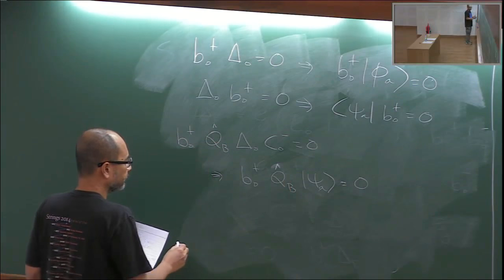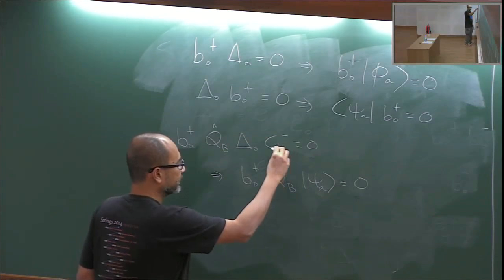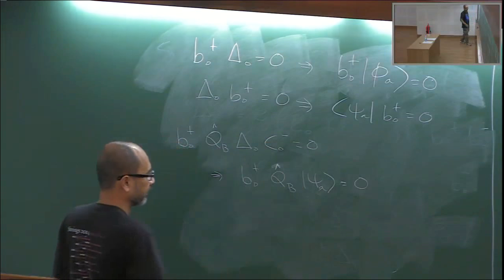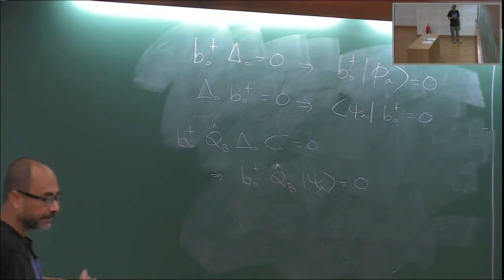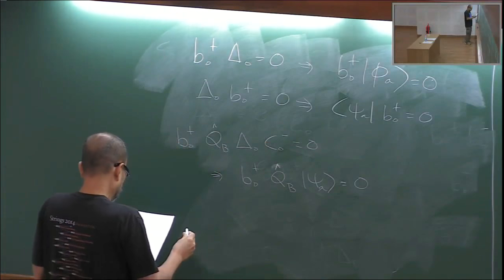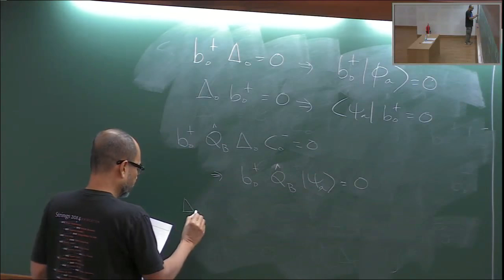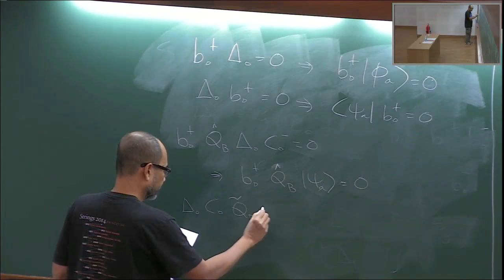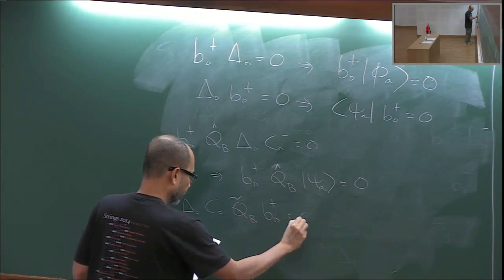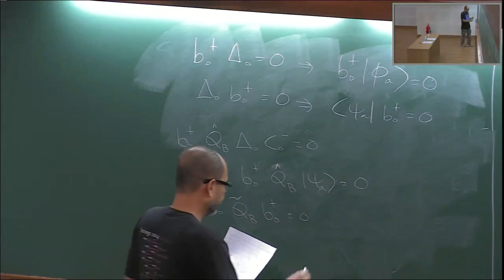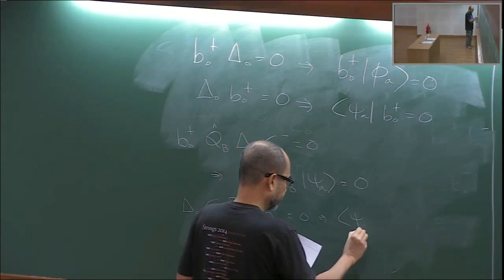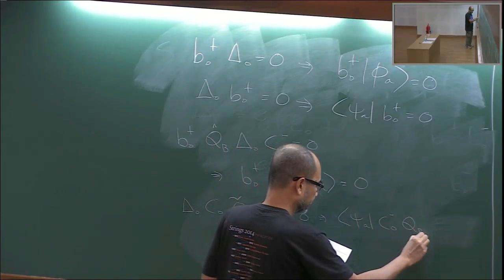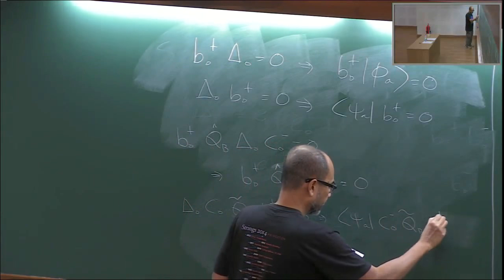Similarly, well, this C0 minus you can just kill by applying a B0 minus on the right hand side. So you don't have to worry about the fact that there is a C0 phi a C0 minus. Similarly, delta 0 C0 minus QB tilde B0 plus equal to 0, and this implies that psi a C0 minus QB tilde B0 plus equal to 0.